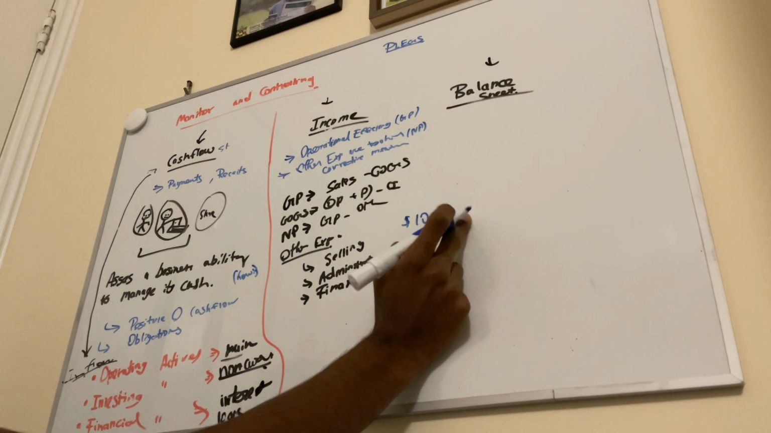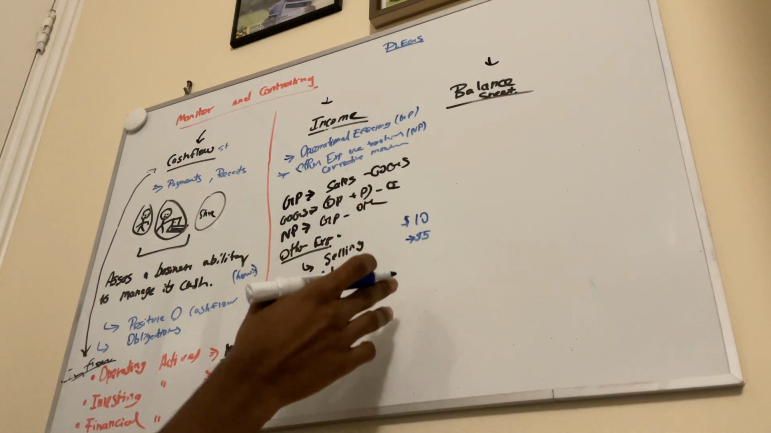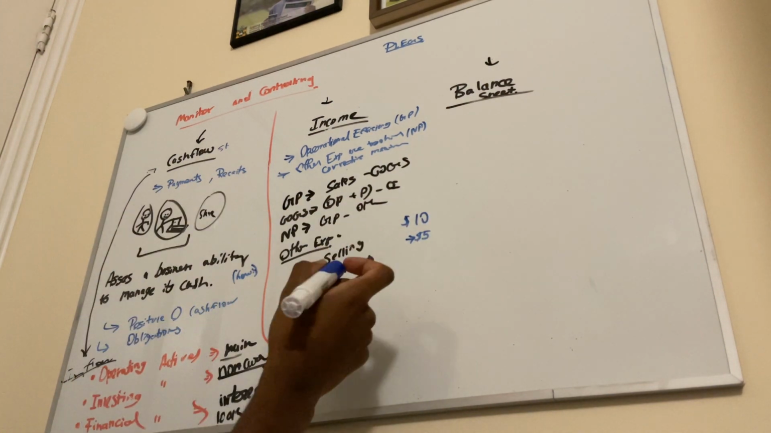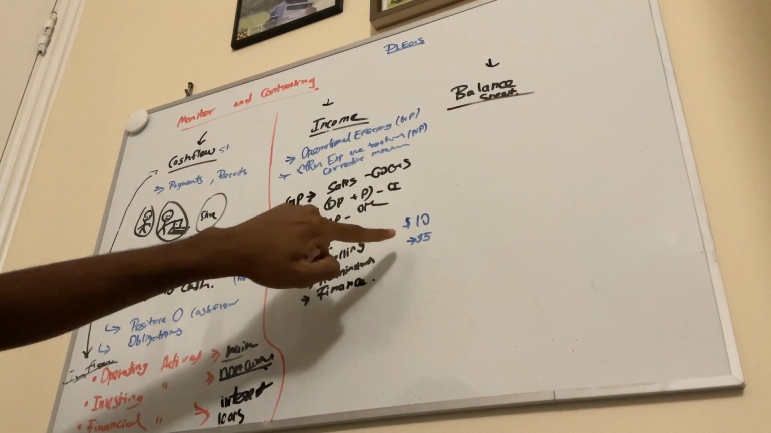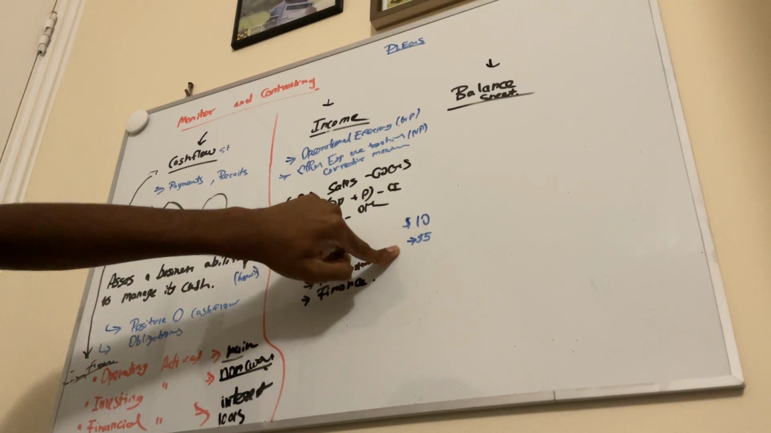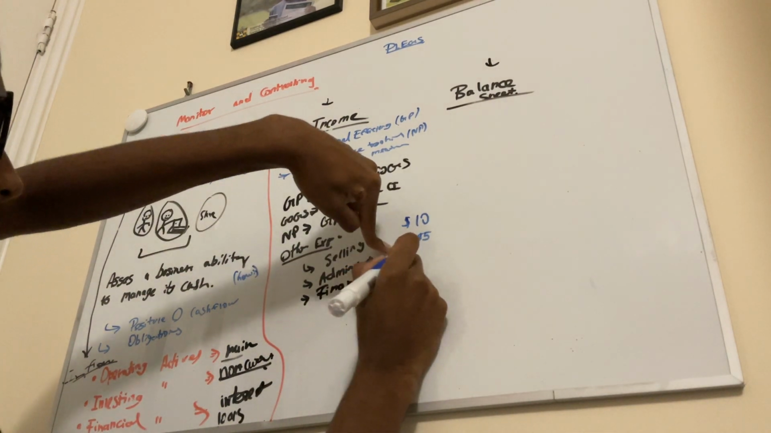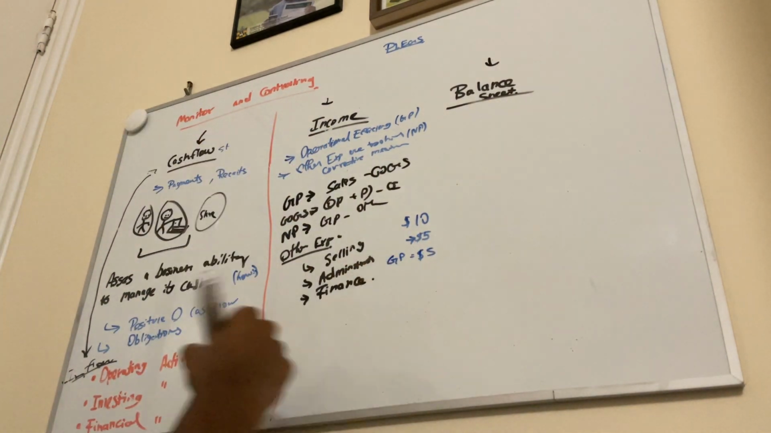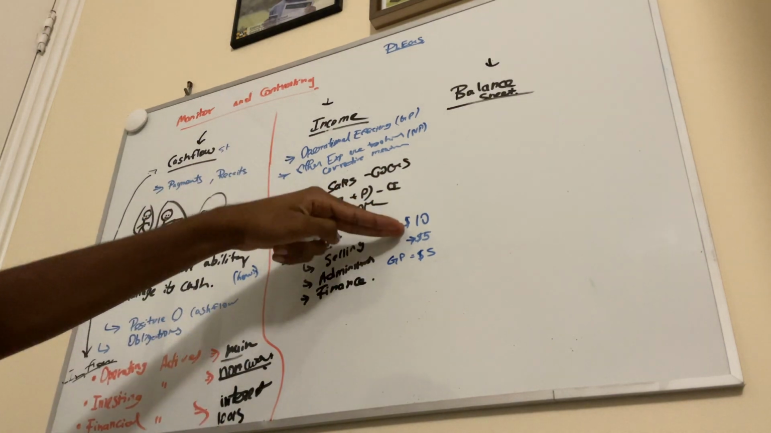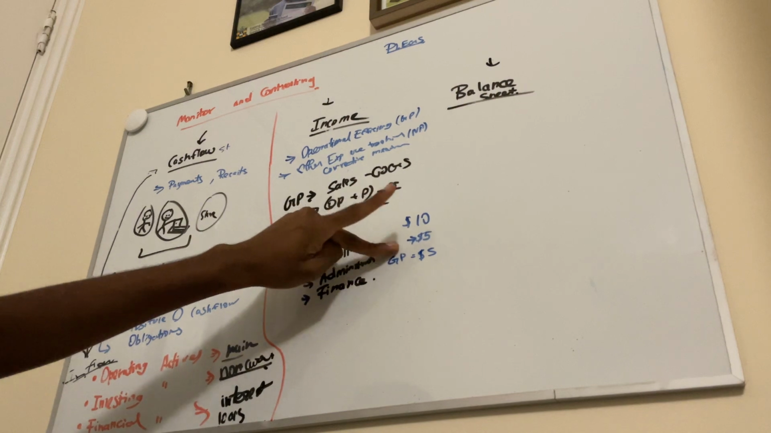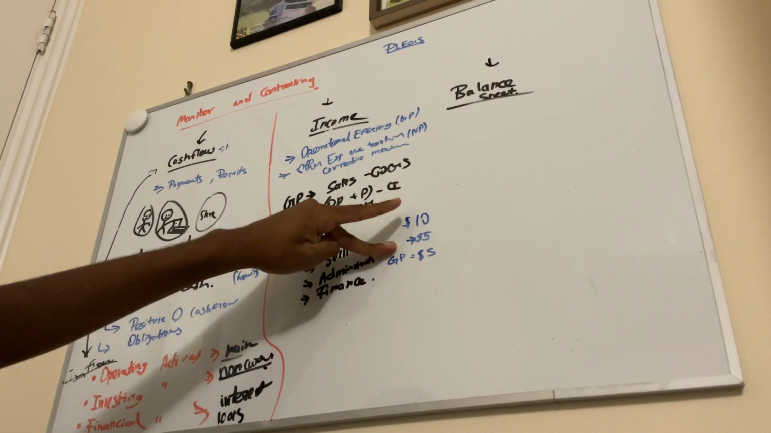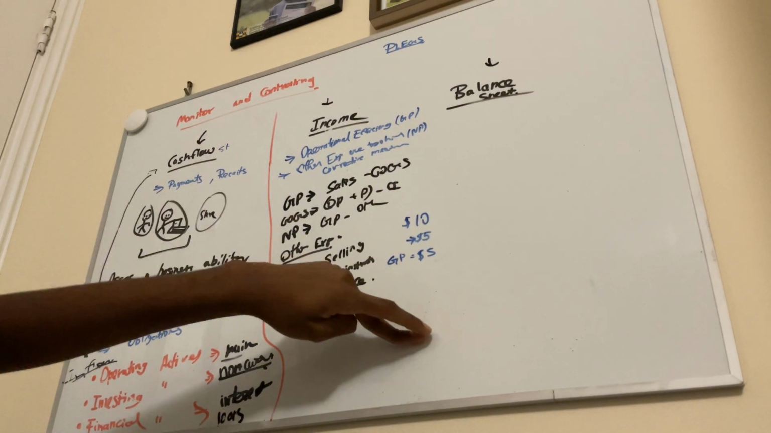Okay, if you bought inventories for $5, then your gross profit is this 10 minus 5. So GP is equal to $5. It's basically showing you that you've sold it for $10, but the cost to make that particular good was $5. So that means you have $5 gross profit remaining.